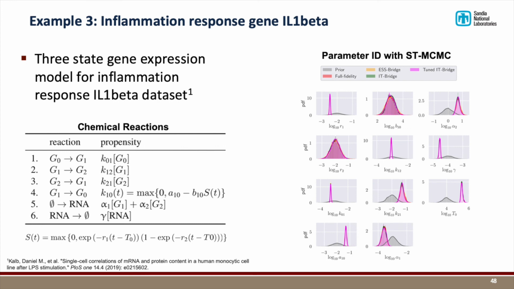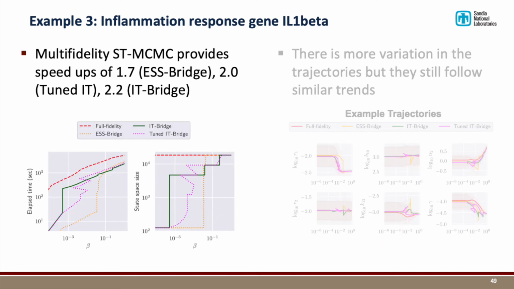When we see the posterior distributions identified through the 3 multifidelity methods and the full fidelity ST-MCMC, we see good agreement between these distributions. In this example, we see speedups between 1.7 and 2.2 times. This is a decrease in computational cost, although because the full fidelity model has a state space size that isn't too large, an order of magnitude smaller than example 1, we do not see as large speedups.